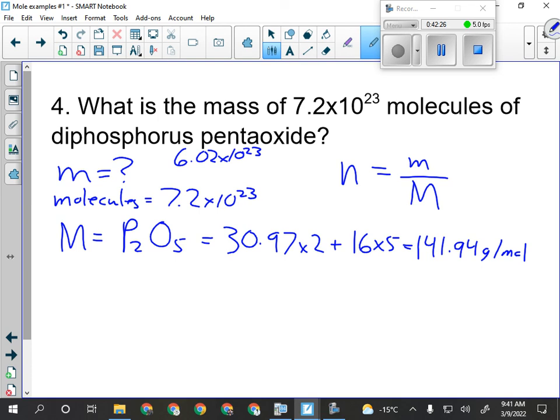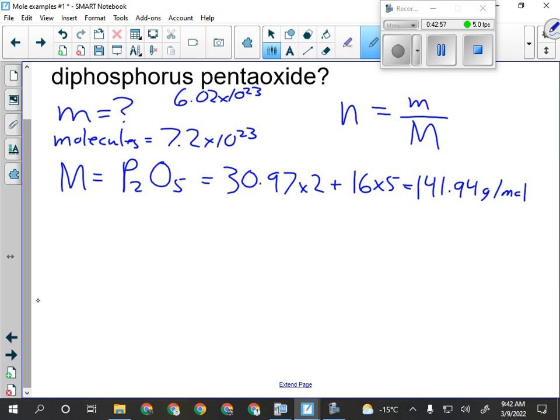Would you divide the molar mass by the number? Not the molar mass. I'm going to divide the number of molecules by Avogadro's number. Remember when I asked, I have 48 donuts, how many dozen do I have? You went 48 divided by 12. I'm doing the same thing here. I'm taking the number of molecules and dividing by the number of molecules in 1 mole. That will get me the number of moles.